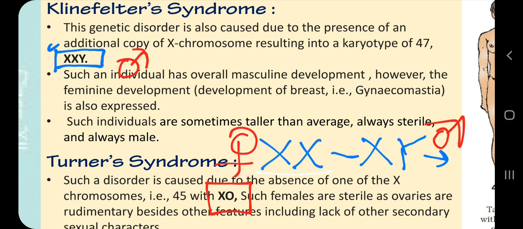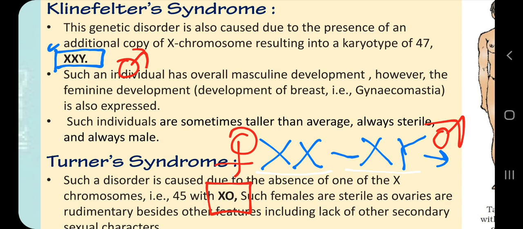But in case of abnormalities, XXY will be male in humans, XXY will be female in Drosophila, XO will be female in humans, XO will be male in Drosophila. Here you can see the connection, that the number of X chromosomes, whether they are 2 or 1, is determining the sex in Drosophila.